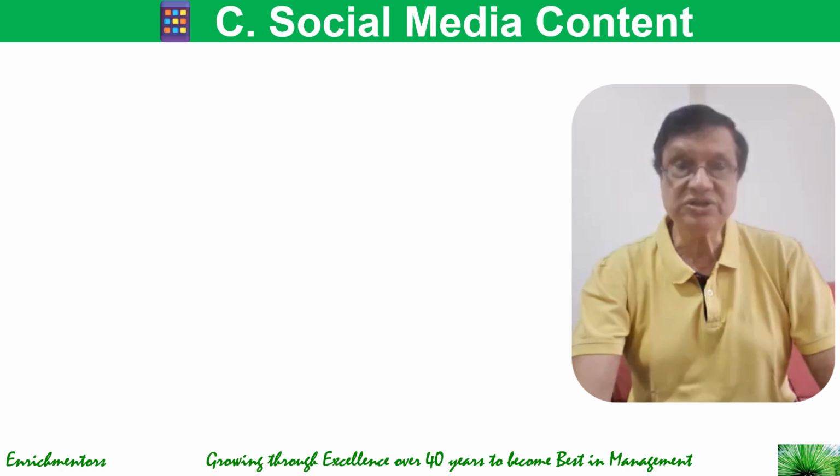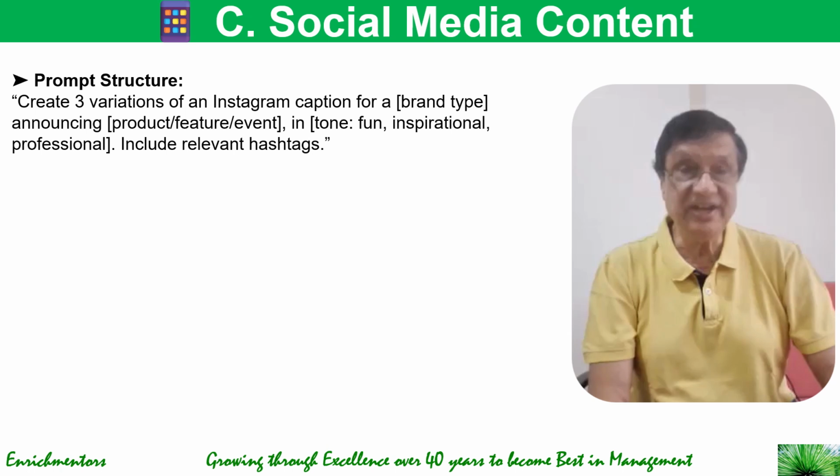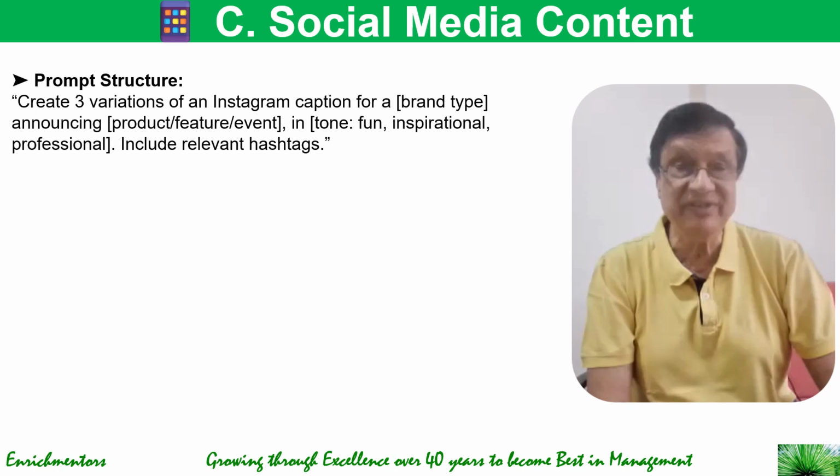Then you can use AI for social media content creation. For that, your prompt would look like this. It will say create three variations. You could say five variations.